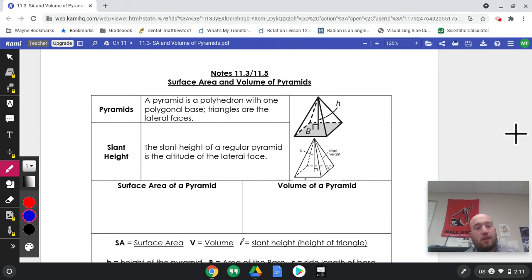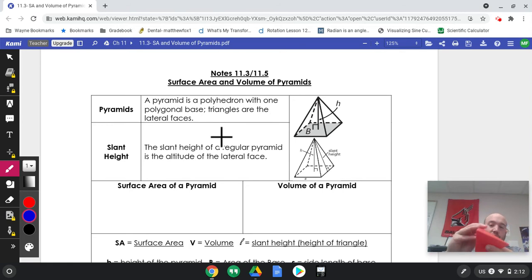So our pyramids, basically, it says here polyhedron, so some sort of three-dimensional shape, with one polygonal face, and then triangles are the lateral faces. So if we look at this, we've got the square on the bottom, and it's got a triangle on each side. Okay, there also could be, like this one has a triangle at the bottom with triangles on each side.